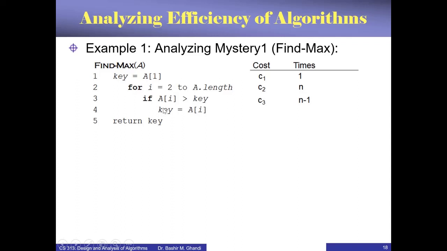Okay, now here comes the tricky part. How many times are we going to execute this assignment? Key becomes A at I. Here you have to be careful because this assignment will only be executed if this condition of the if statement is true. In other words, if we find another value that is greater than the current maximum, only then should you update the current maximum to that new element.